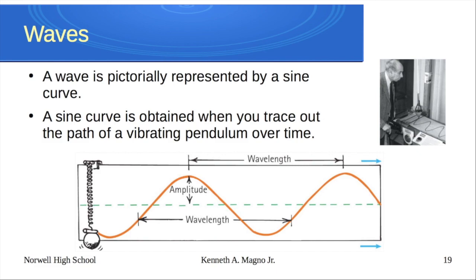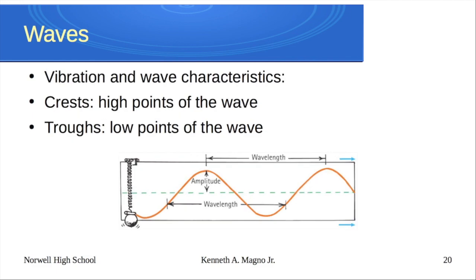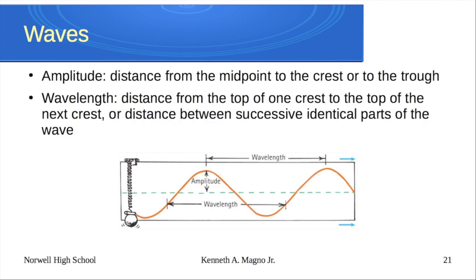All right. So if you notice that bottom wavelength there starts at some random point as I'm going up, and it goes to the next random point where I'm going up. That's the same kind of distance away. So the key characteristics here of these vibrations are we have to have crests that are the high points and troughs that are the low points. Okay, just like with ocean waves, we get crests and troughs. Okay, the amplitude, that's the distance from the midpoint or the equilibrium point to the crest or to the trough. The wavelength, again, is the distance from the top of one crest to the top of the next crest, or just the distance between two successive identical parts of the wave.